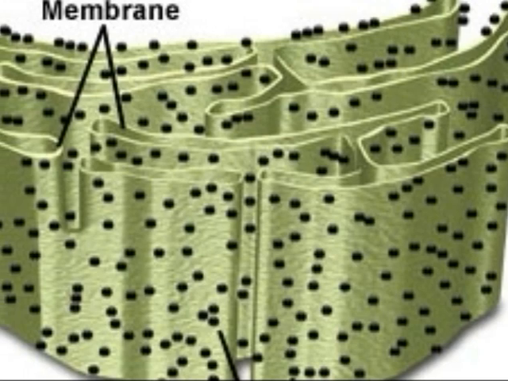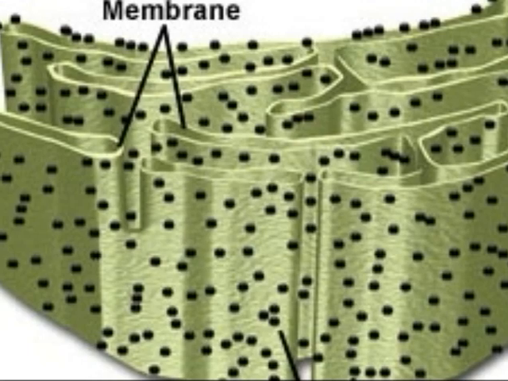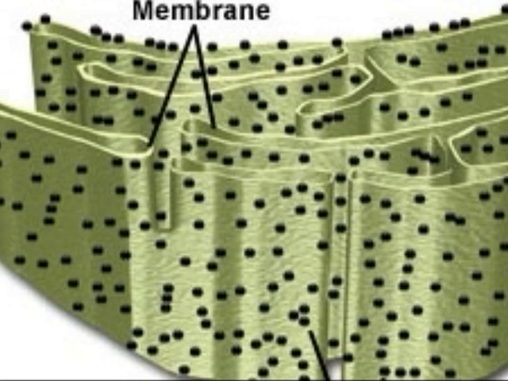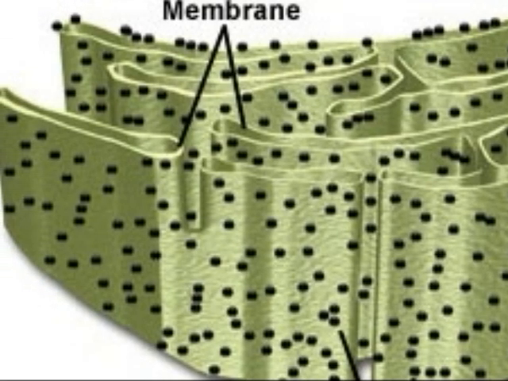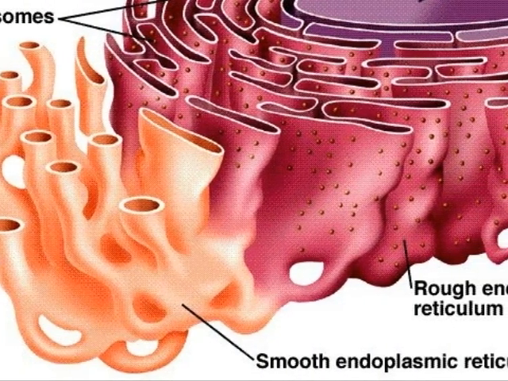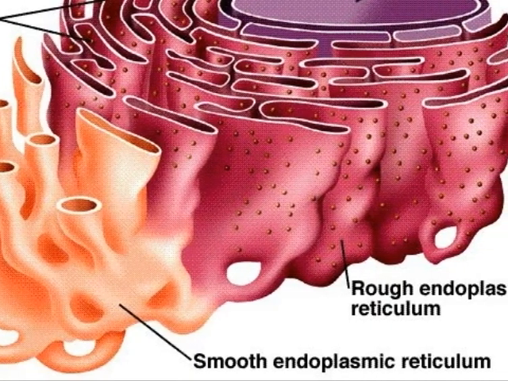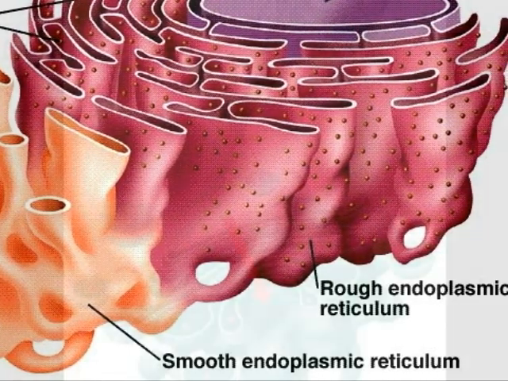This is the rough endoplasmic reticulum. The rough ER synthesizes proteins and creates membranes for the cell. The rough ER has attached ribosomes. And over here is the smooth endoplasmic reticulum. The smooth ER synthesizes carbohydrates and lipids. The smooth ER does not have ribosomes attached to it.